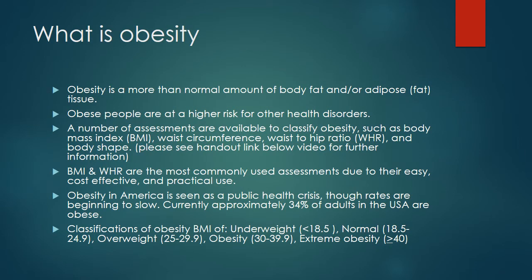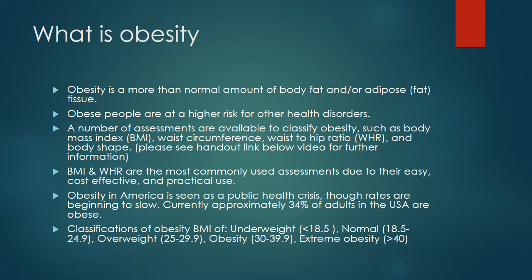What is obesity? Obesity is more than a normal amount of body fat and/or adipose, which is fat tissue. Obese people are at a higher risk for other health disorders. A number of assessments are available to classify obesity, such as body mass index, waist circumference, waist to hip ratio, and body shape. I've included a handout with a link below for further information.